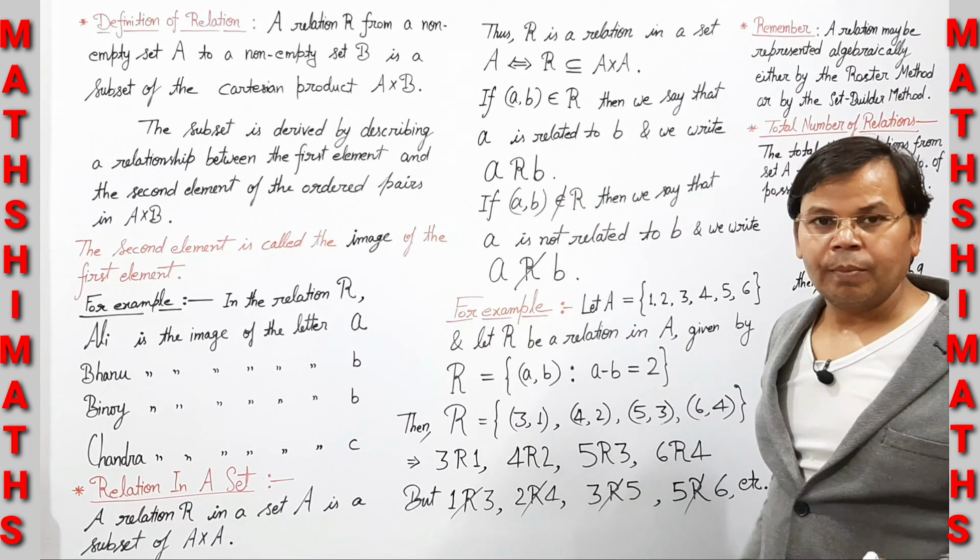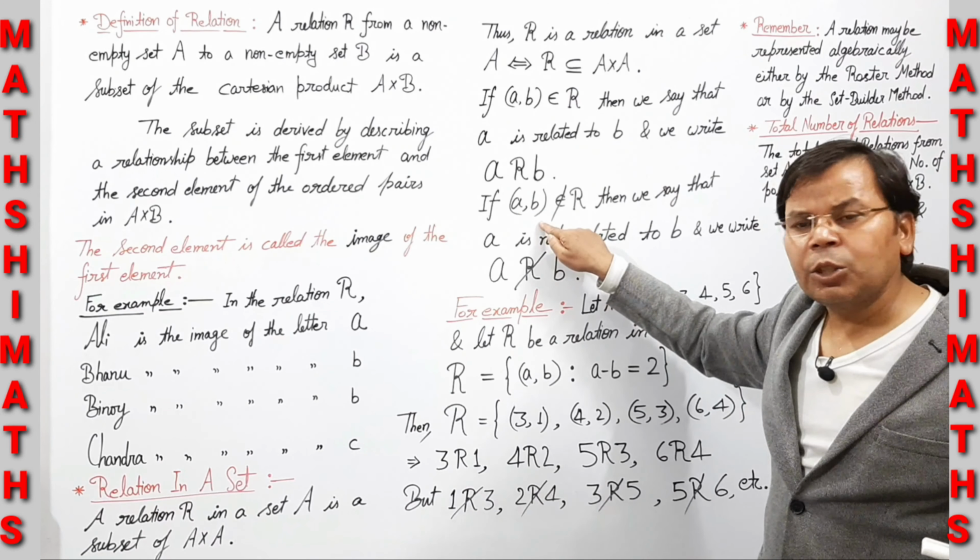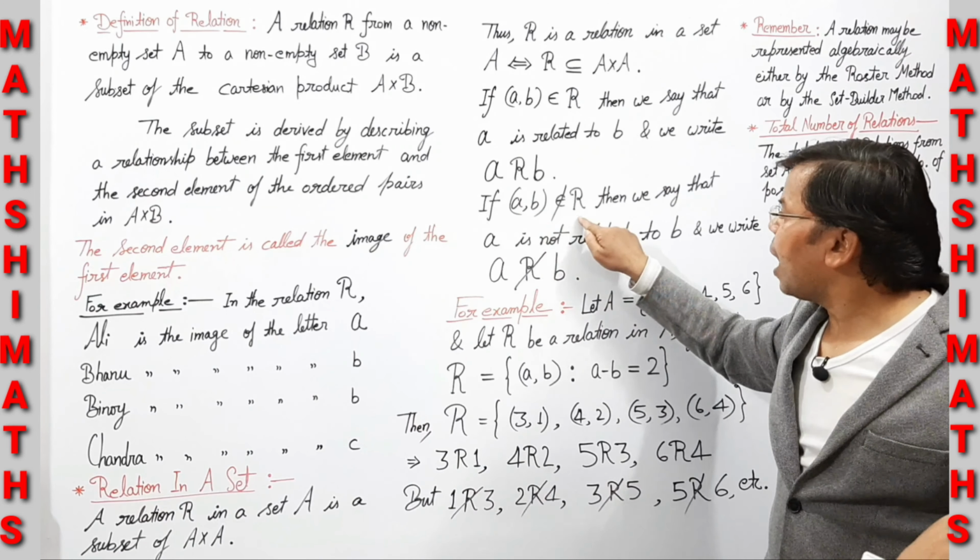If the ordered pair A, B does not belong to the relation R, then we say that A is not related to B. And we write A crossed R B, and we read it as A is not related to B.